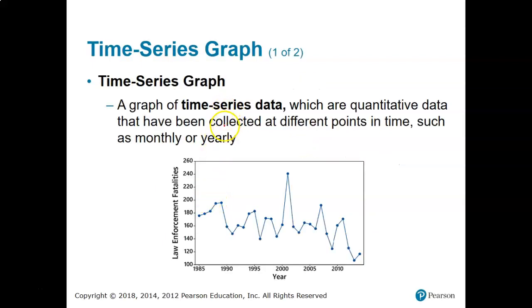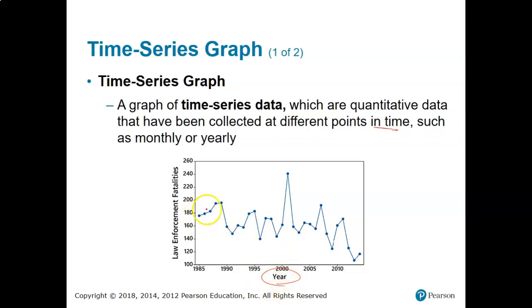Okay, a time series graph is quantitative data that's collected at different points in time. So it's really important that my x-axis, my horizontal axis, is in time. It doesn't have to be years, but it does need to be time. It could be seconds, minutes, months, years, whatever, but it needs to be time.